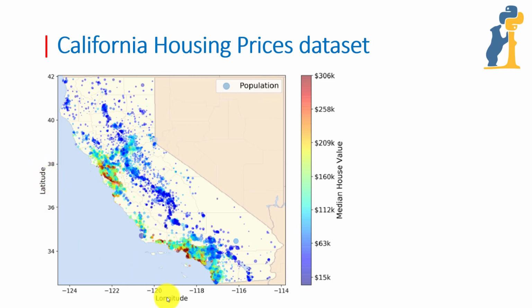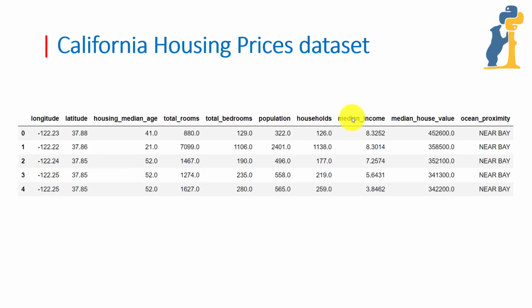Regarding longitude, it is a measure of how far west a house is. A higher value in this direction means farther west. For latitude, it is a measure of how far north a house is. A higher value is farther north. And for the other metrics like housing median age, this is the median age of a house within a block. A lower number is a newer building.